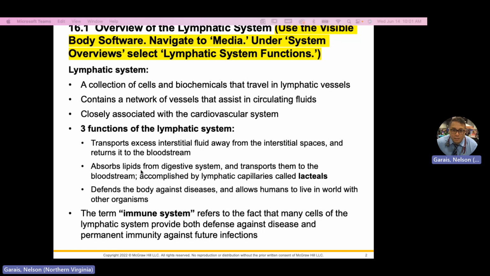Another thing that the lymphatic system does is remove lipids, especially in your gastrointestinal system, and they remove it through very specific lymphatic capillaries called lacteals. So think lacteals, lipids. So those are the three functions of your lymphatic system.